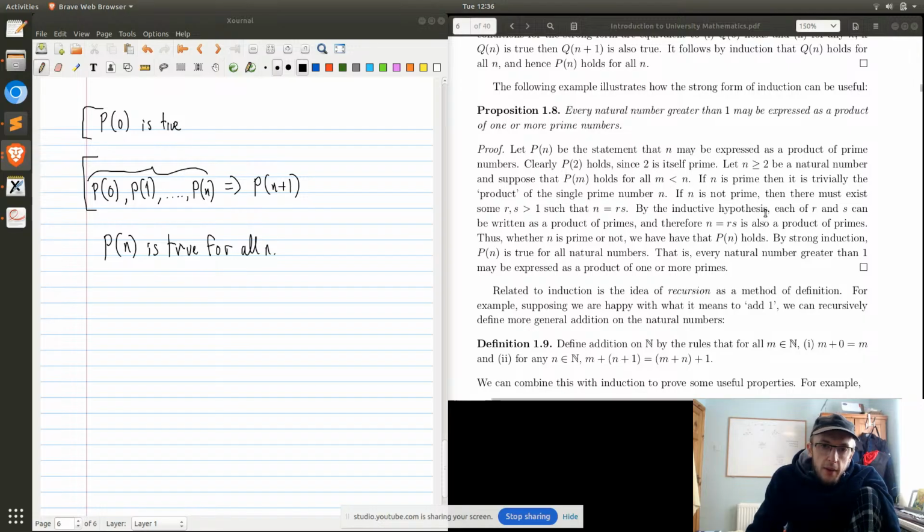Thus, whether n is prime or not, we have that P of n holds. By strong induction, P of n is true for all natural numbers. That is, every natural number greater than 1 may be expressed as a product of one or more primes.